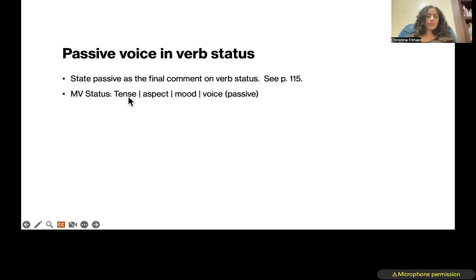So here's our main verb status. First, of course, we're going to have tense. If there's aspect, list aspect. If there's mood, list mood. And then finally, voice. In this case, we're only going to write passive. We don't need to write active.